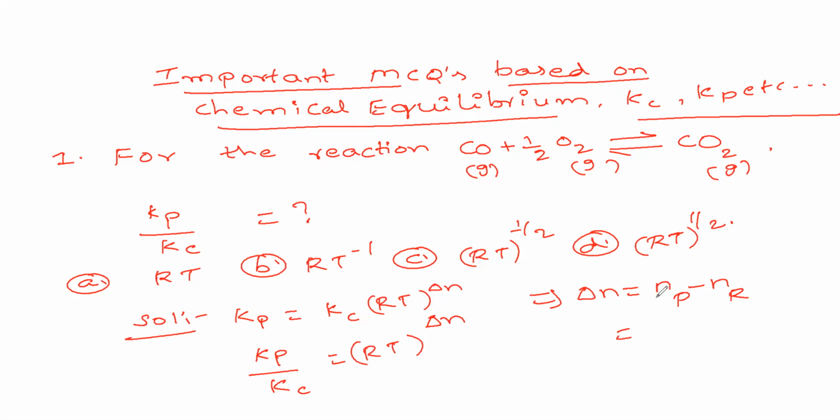So here, what is the product? Carbon dioxide is a gas, so we take 1 mole, so 1 minus the number of moles of gaseous reactants. We have 2 reactants, CO as well as O2, which should be 1.5. So 1 minus 1.5 is equal to minus 0.5, which can also be taken as minus 1 by 2.